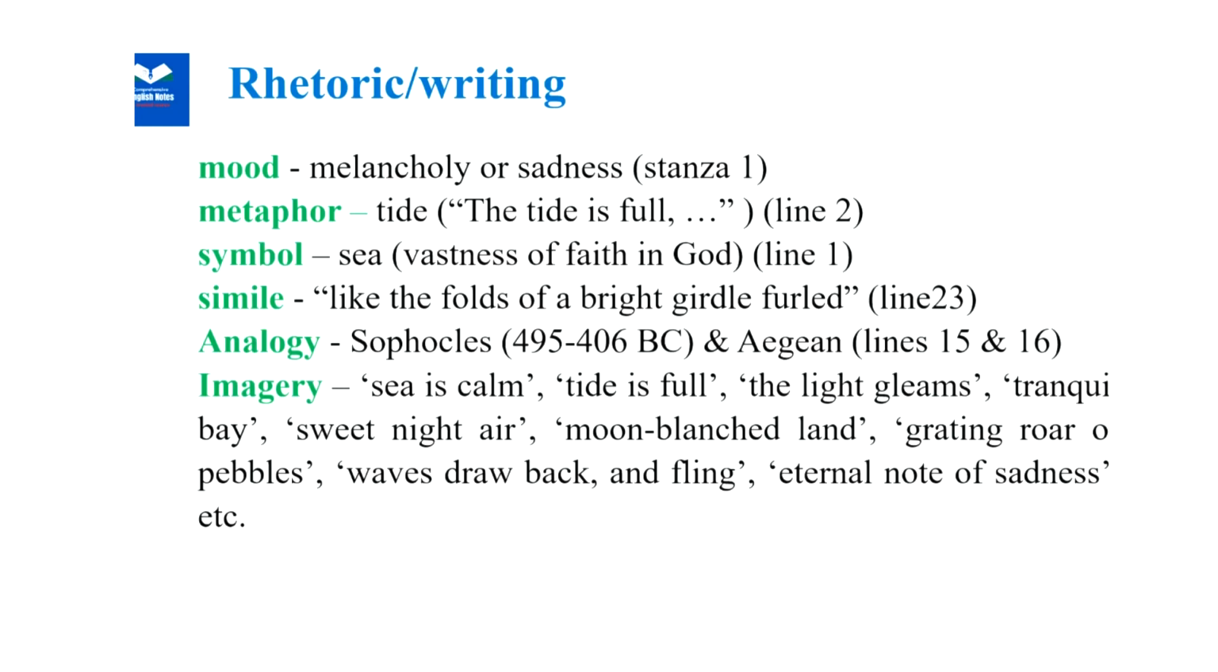Similarly, there is an analogy between Sophocles, who was born in 495 BC and died in 406 BC, and Aegean, that is in line number 15 and 16. And we also can find imagery in this poem. The example is sea is calm, tide is full, the light gleams, tranquil bay, sweet night air, moon blanched land, grating roar of pebbles, waves draw back and fling, eternal note of sadness, etc.